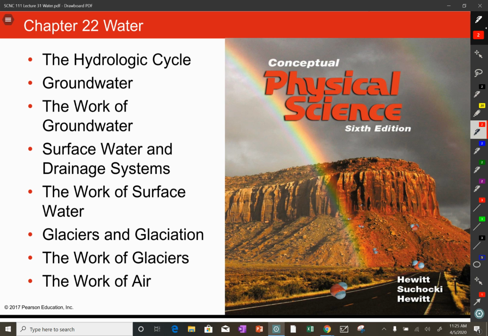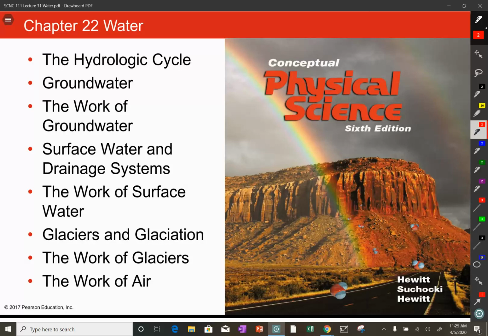Welcome back for another lecture on earth science. We have now talked about plate tectonics and the rock layers and the geologic time.